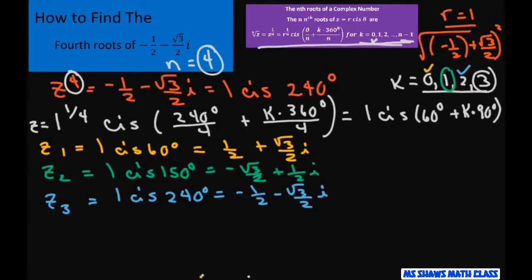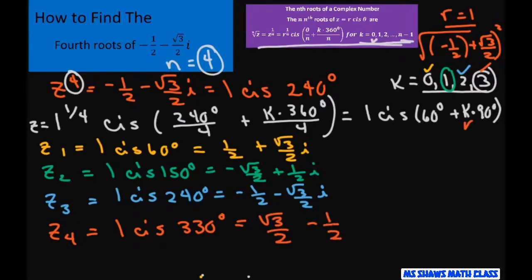And for k equals 3, we have c sub 4. That's going to be 1 cis of 330 degrees. And your cosine's positive, so that's square root of 3 divided by 2 minus 1/2 i.